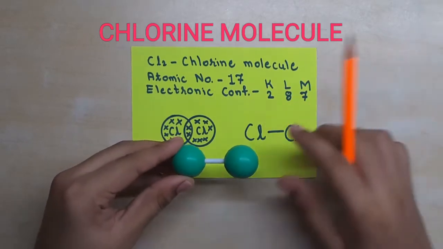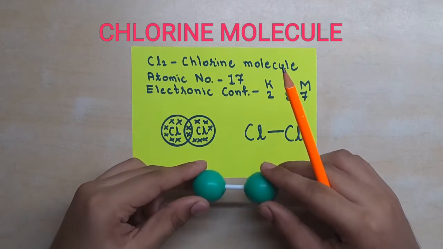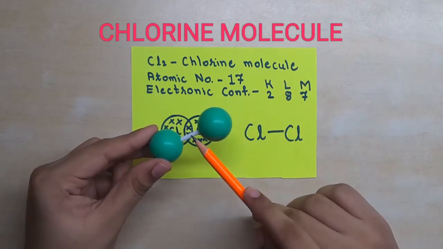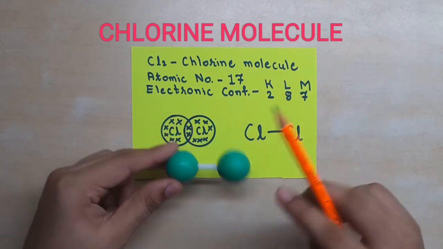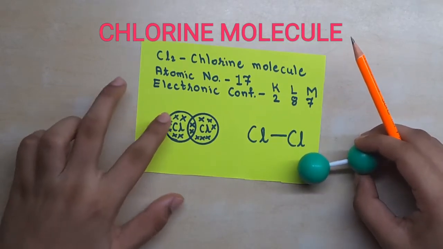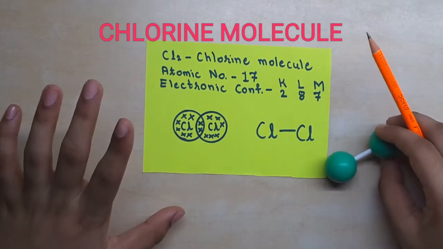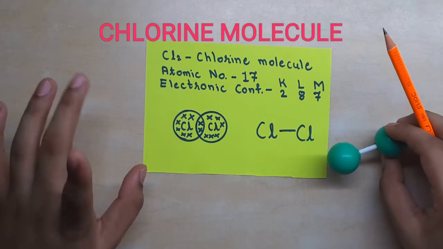So, this is the three-dimensional representation of a chlorine molecule. And this is a single bond formed here. So the octet of both the chlorine gets fulfilled by sharing one electron each.